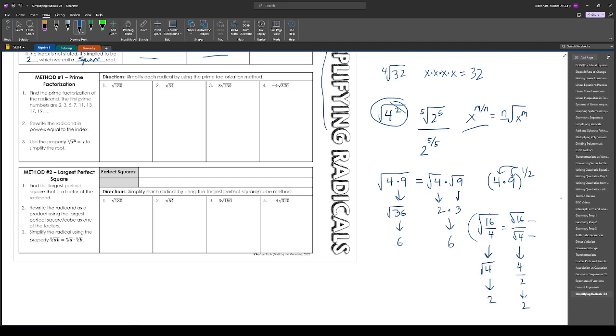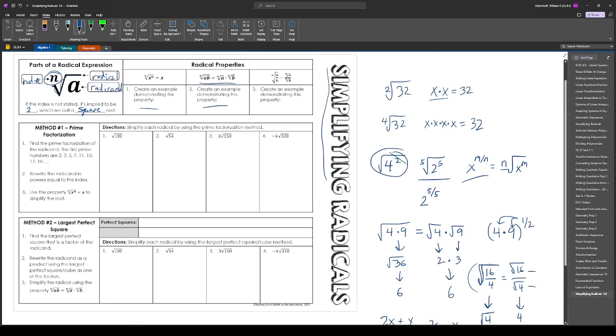Very similar to if we had like 2x plus y all over 3. That means the exact same thing. It's equivalent to 2x over 3 plus y over 3. So the radical, or the root of this whole fraction, is the same as the root of the numerator over the root of the denominator. So that's our example for number 3.